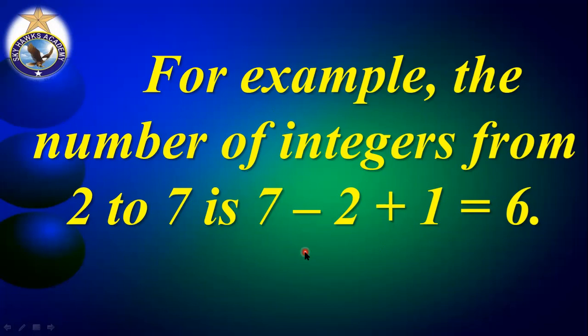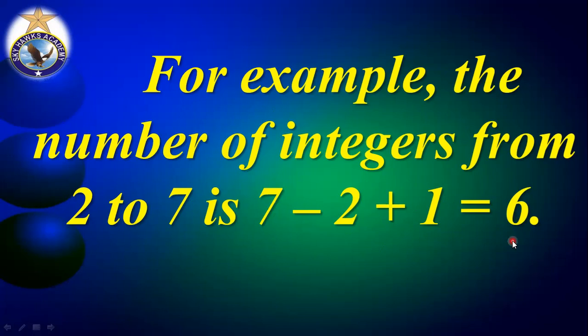So if I am saying, how many integers are from 99 to 106? 99 to 106, how many digits? So 106 minus 99 plus 1, you will get the number.